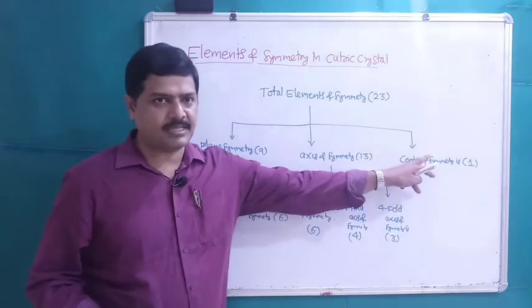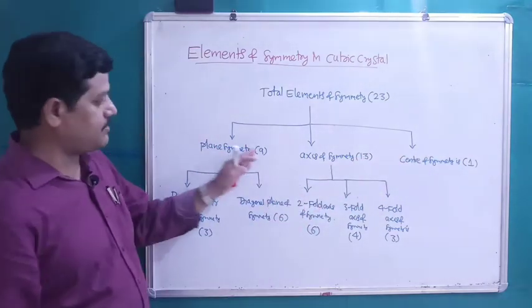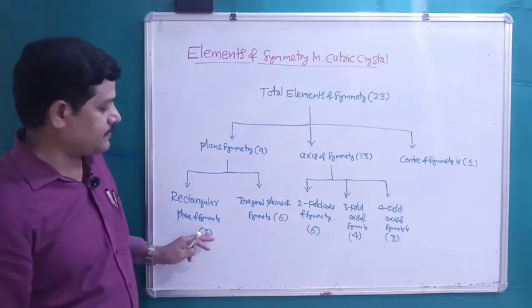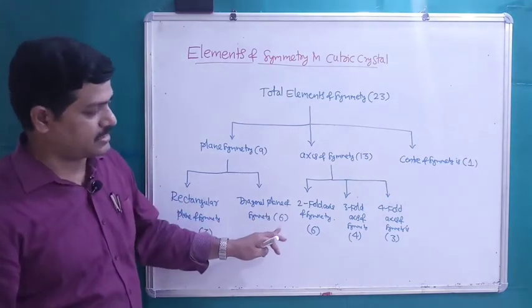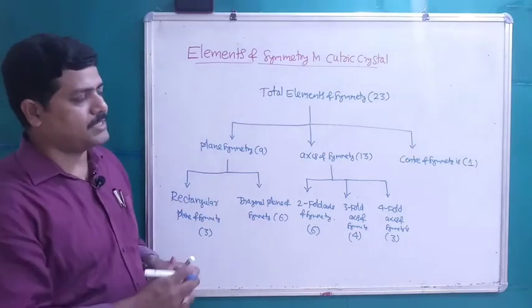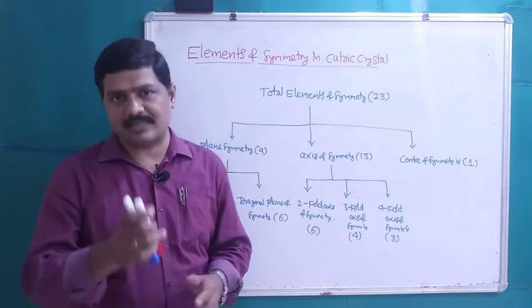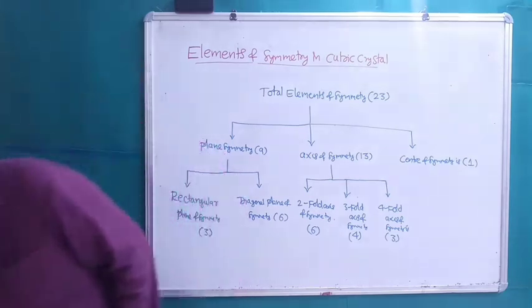Center of symmetry is 1, and plane of symmetry 9. In that, rectangular plane of symmetry is 3, diagonal plane of symmetry is 6. Total elements of symmetry in a cubic crystal is 23. Students, let us see the models.